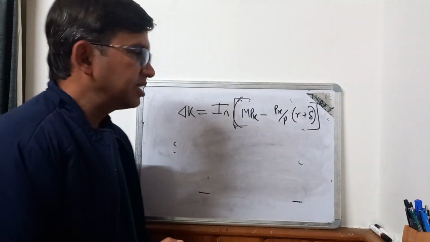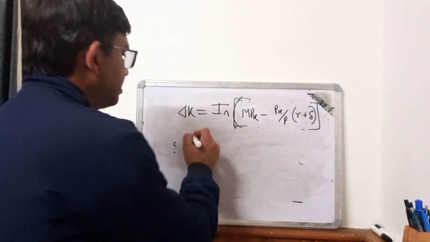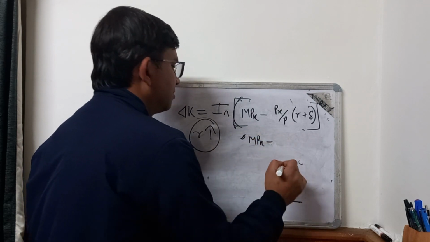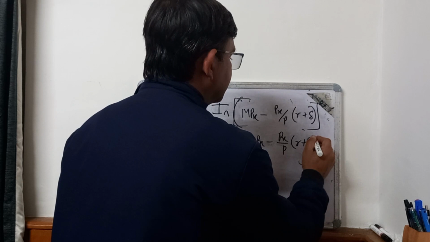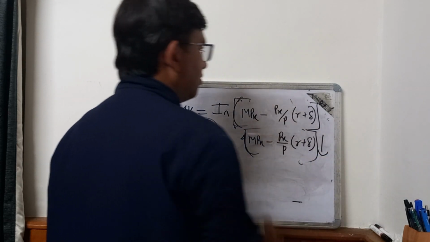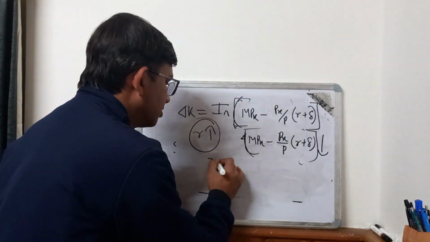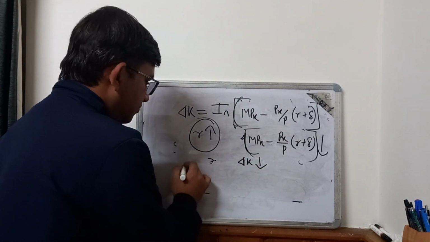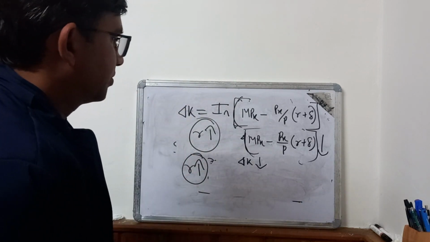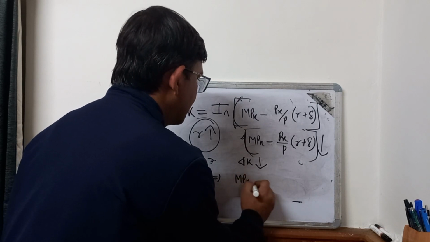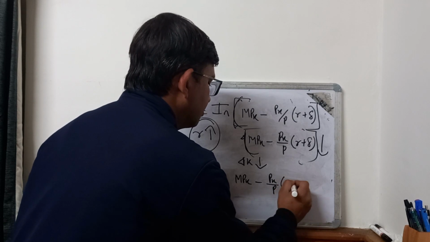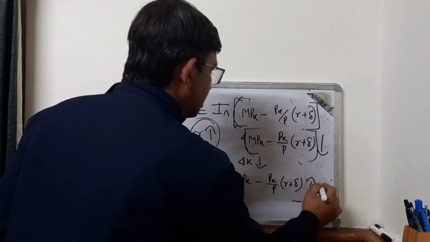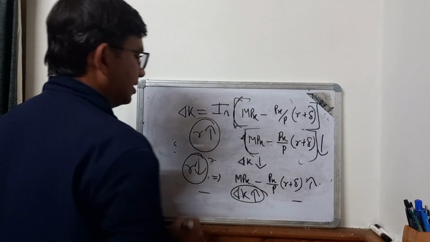So from here what we see, other things remaining constant, if the rate of interest rises, then MPK minus PK by P into R plus delta will fall. And if so, the delta K will also decline. And if the rate of interest falls, then MPK minus PK by P into R plus delta will rise. That means investment will rise.